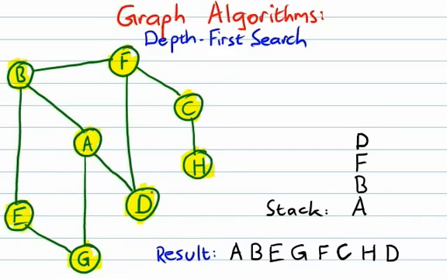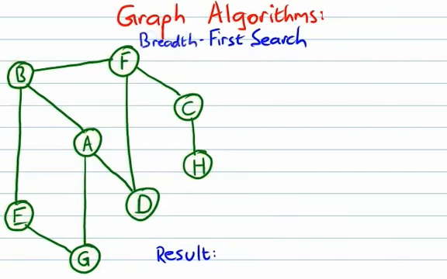But at D, there's no place new to go, so we'll pop it off the stack, which takes us back to F, but from F, we've already been everywhere we can, so we're going to pop it off the stack, which takes us back to B. From B, there's no place new to go, so we'll pop it off the stack, which returns us to A, and since we've seen everything that's connected to A, it gets popped off the stack as well. Now our stack is empty, which means that our traversal is complete.